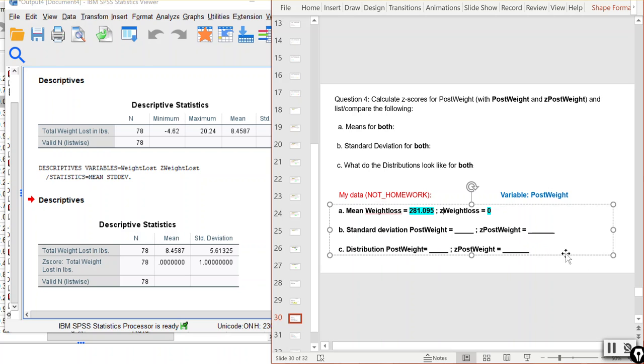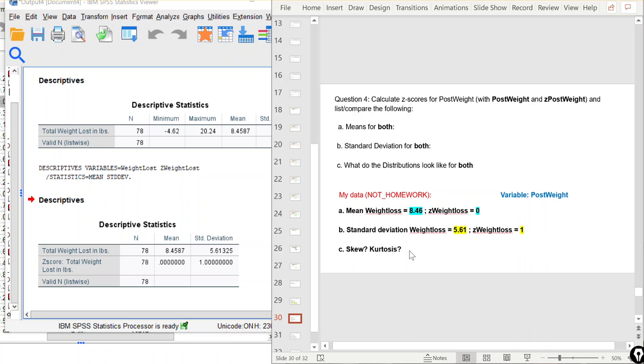I probably should pause this first. Okay, so I went ahead and organized this information here. And notice here, the mean for unstandardized weight loss is going to be 8.46. Standardization brings the mean to 0 automatically. That's the point of standardization. Standard deviation is 5.61 when it's a raw score, and then it's 1 when it's standardized.